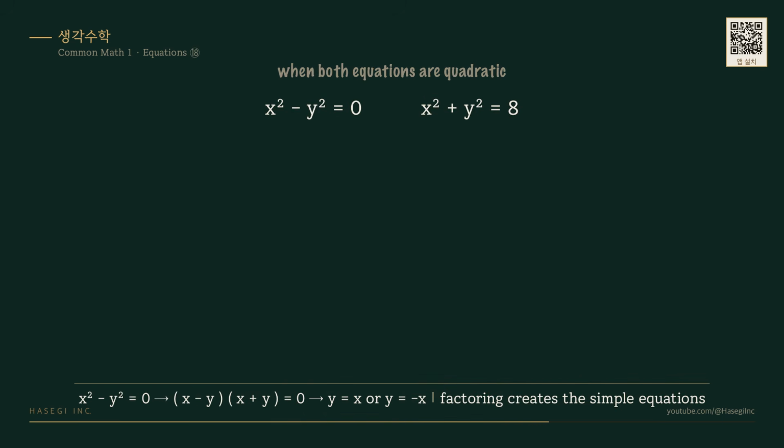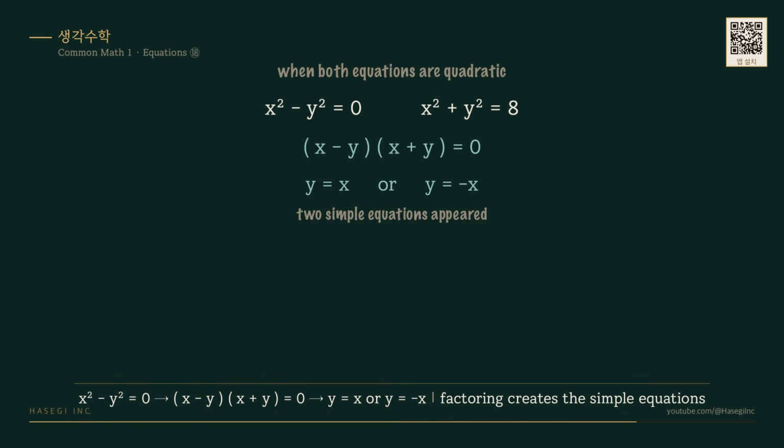What if both equations are quadratic? Say x squared minus y squared equals 0, together with x squared plus y squared equals 8. There's no simple equation to peel y from, but the first one factors. (x minus y) times (x plus y) equals 0. For a product to be 0, y must equal x or y must equal minus x. 2 simple equations have appeared out of nothing.